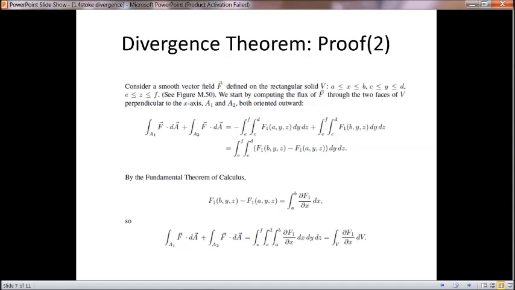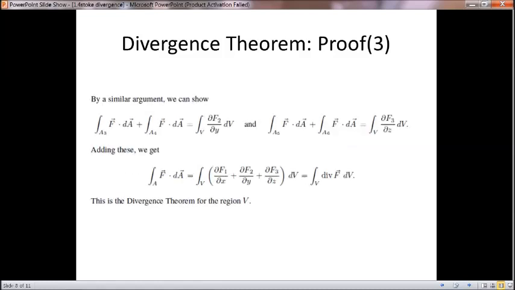if we consider, it will give the volume integral of ∂F2/∂Y into dV. Like that, if the areas with respect to Z we have to consider, meaning A5 and A6 have to be considered, which will be equal to the volume integral of ∂F3/∂Z into dV. So adding all these three, we will get the surface integral of F dot dA is equal to the volume integral of ∂F1/∂X plus ∂F2/∂Y plus ∂F3/∂Z into dV, which is equal to the volume integral of divergence of F into dV.